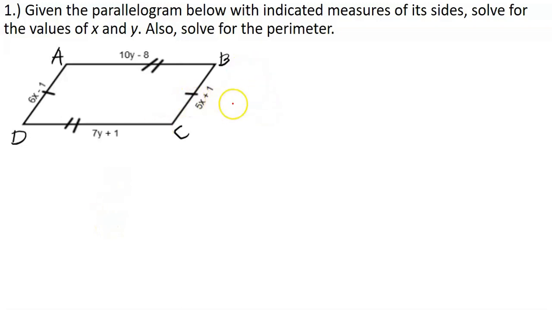So we know that this is parallelogram ABCD. We also know that a parallelogram is composed of two pairs of parallel sides. So we can see that segment AB is parallel to segment DC. Also, we can say that AD is parallel to BC. Aside from being parallel, these two pairs are also congruent.